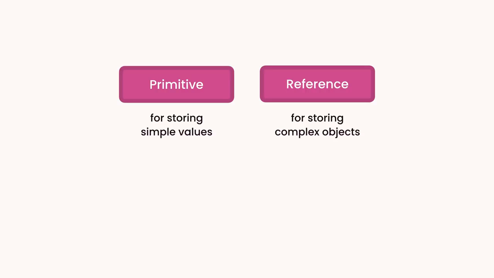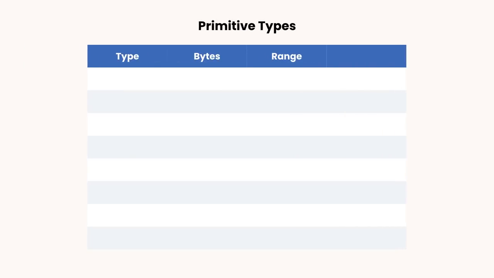Basically, we have two categories of types. We have primitive types for storing simple values and non-primitive types, or reference types, for storing complex objects. In the category of primitive types, we have byte, which takes 1 byte of memory. And in 1 byte, we can store values from -128 to 127. Now, the more bytes we have, the larger numbers we can store.